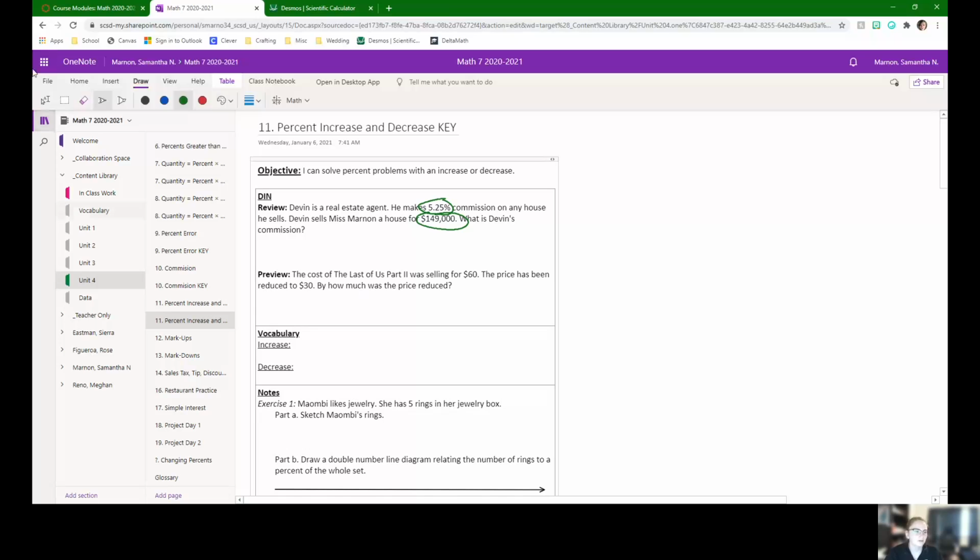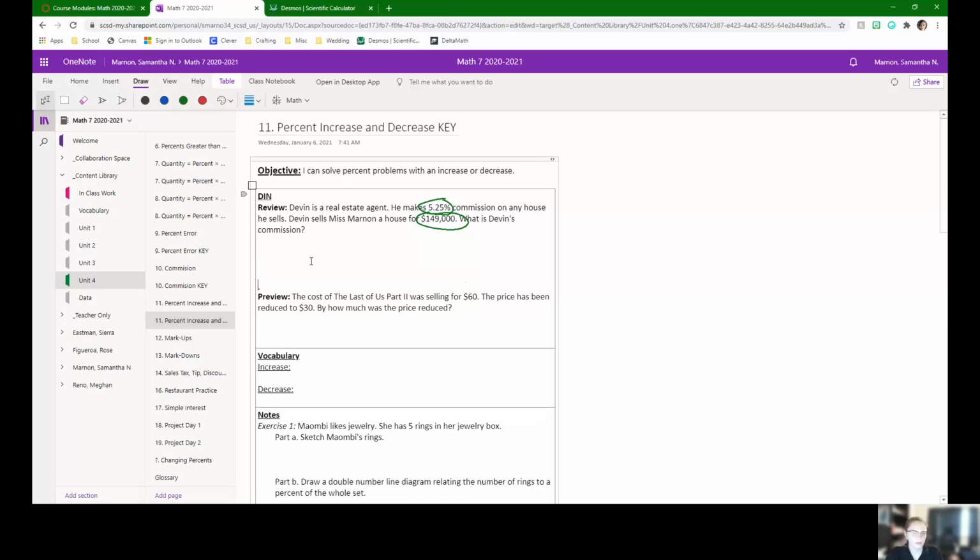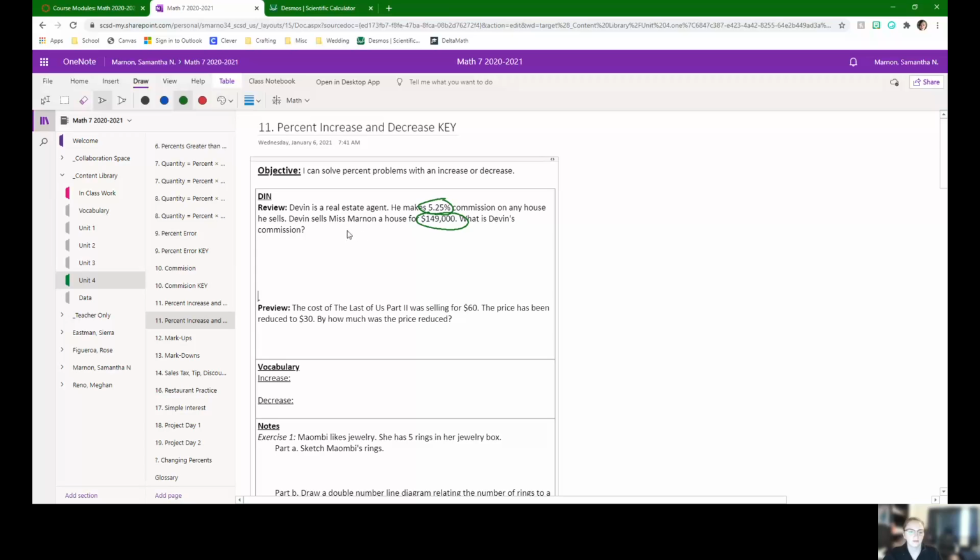Okay, so you should have been able to do this one. This is just a quantity equals percent times whole basic commission problem. When we're doing quantity equals percent times whole for commission, we're always trying to figure out that quantity. What is the commission? Right here we have our percent, 5.25%, times the selling price, which was $149,000. We need to just change this percent to a decimal. This is 0.0525, making sure we have that extra 0 because this would be the 500ths. So it's in the 500ths spot.